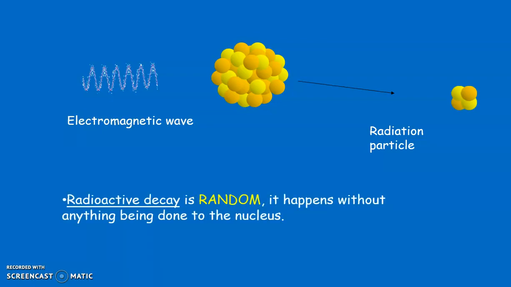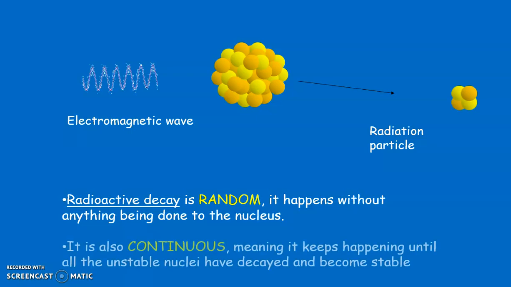It's important to know that radioactive decay is random. We don't know when it's going to happen exactly. We can't time it. It doesn't happen every 3 seconds or every 5 months. It's random. But it's also continuous. What that means is it will keep happening until all of the unstable nuclei have decayed and become stable. So it's a continuous process, but when exactly one atom in that substance decays, that's a random process. We don't exactly know then. Pause the video here and just copy the 2 bullet points down, please.